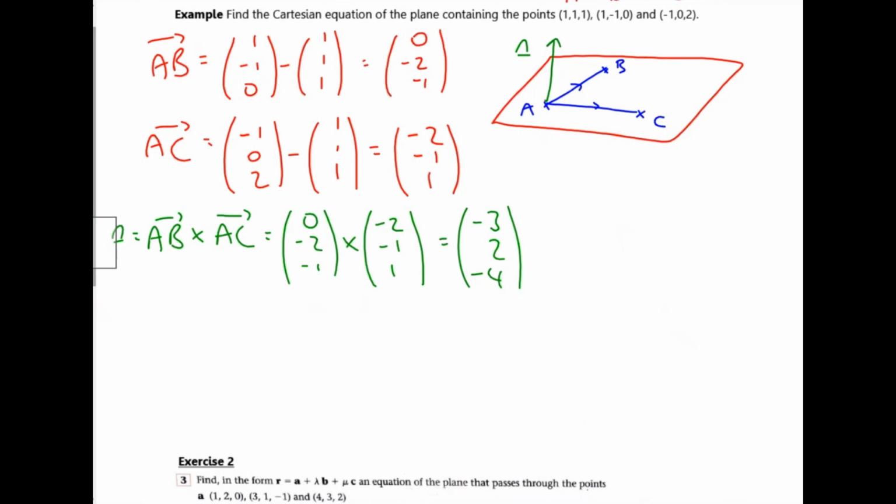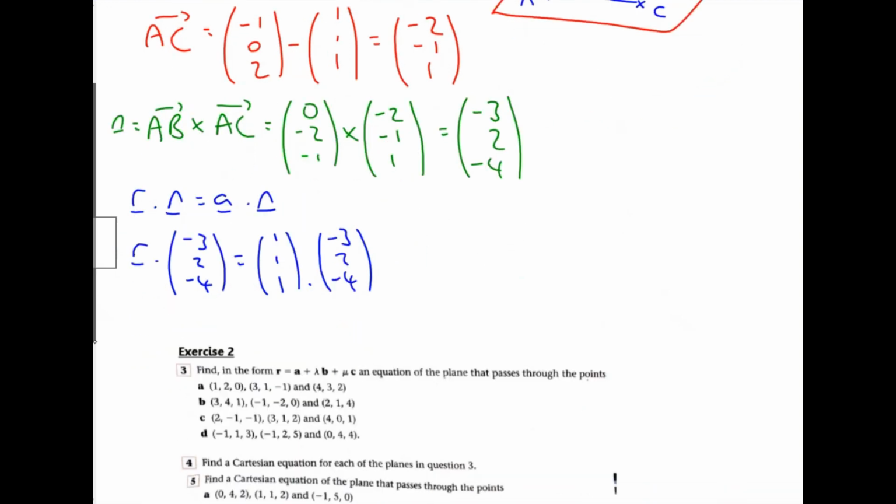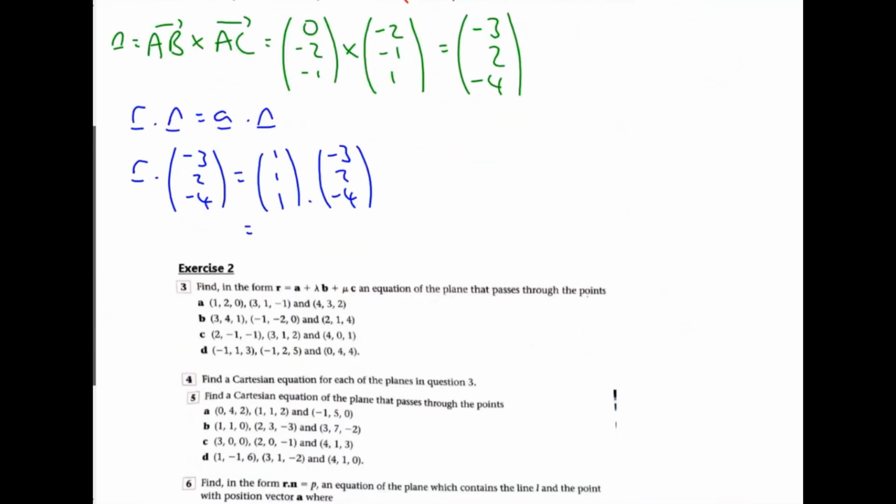To use 1, 1, 1, and I'm going to do dot product form first. Scalar product form. So r dot our normal vector, which we found was -3, 2, -4, equals 1, 1, 1 dotted with -3, 2, -4. Work out the right hand side. So -3 plus 2 plus -4 gives you -5.